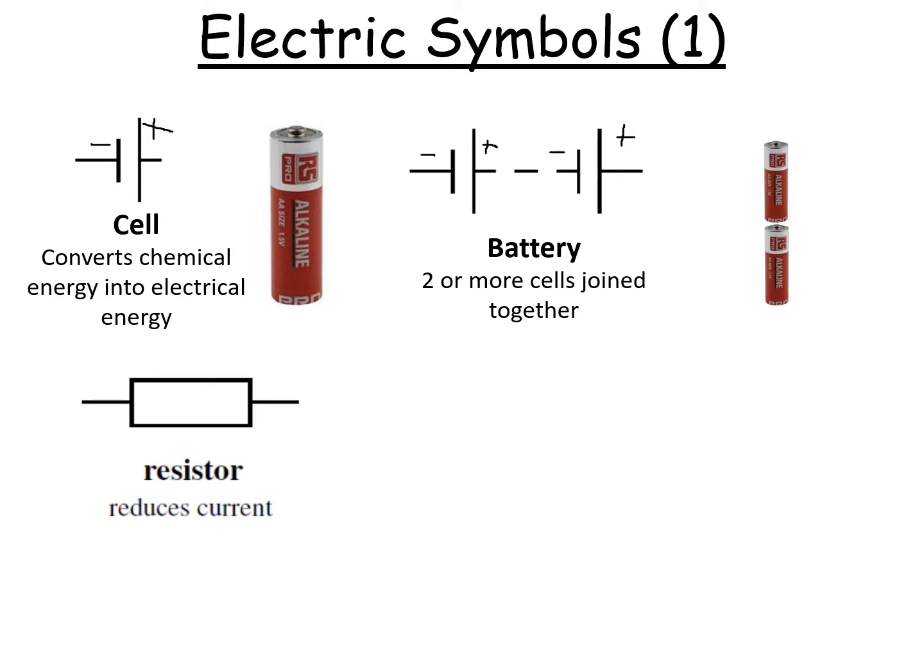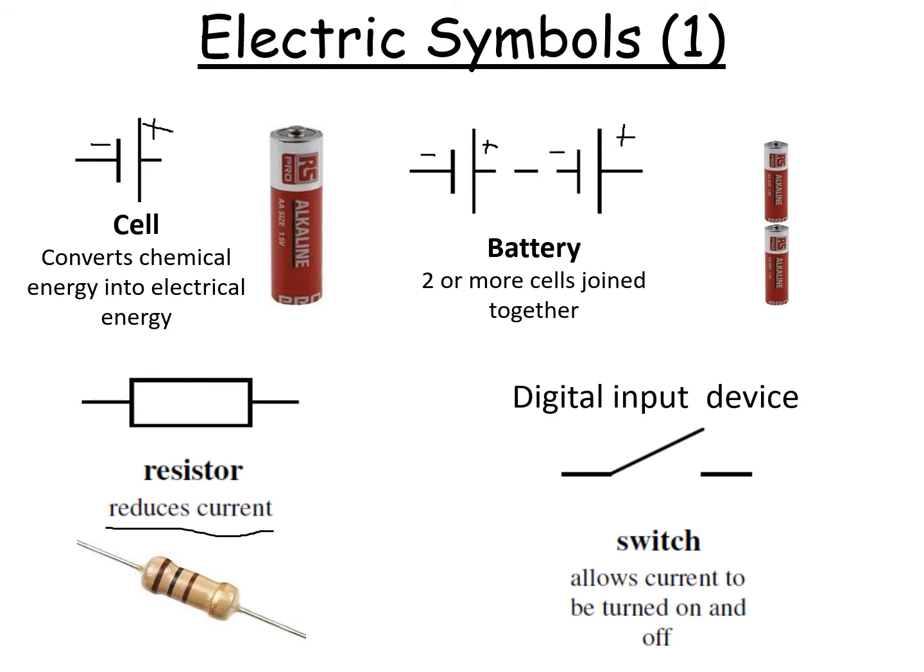Next one is a resistor, and this reduces current if the resistance gets bigger, and they look like this. Usually we'll have these mounted onto little boards, so you're not actually touching these for real, and I'll show you these when we get back into class. And a switch, which is basically just to allow the current to be turned on and off. This is called a digital input device. So it's worth you remembering that because I'm going to assess you on this. A switch is a digital input device, and it basically switches things on or off.